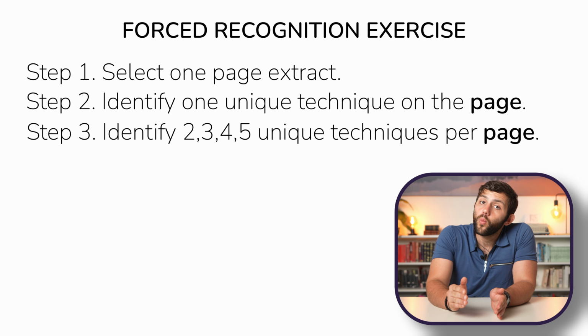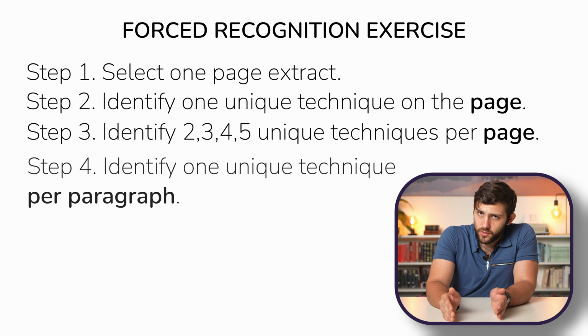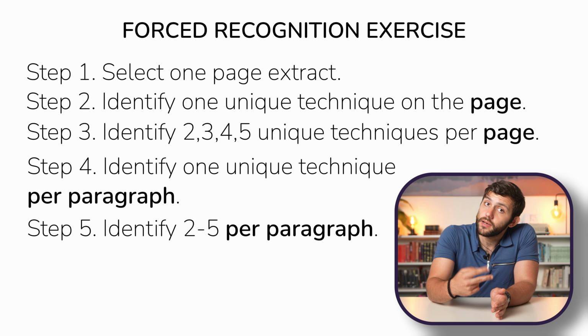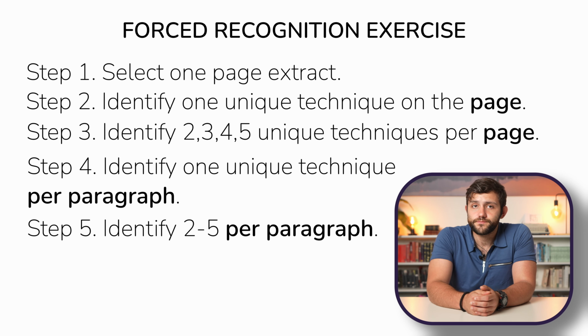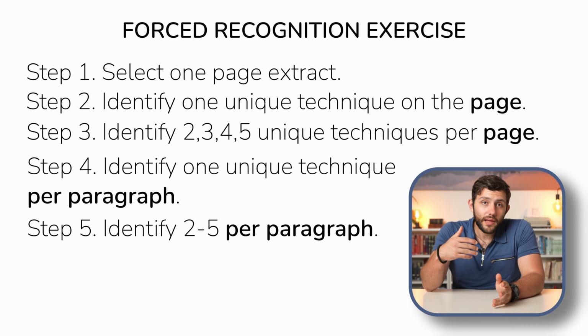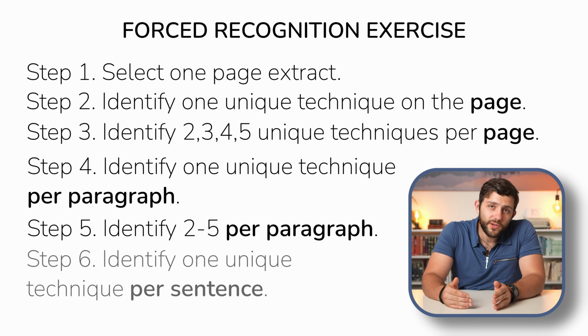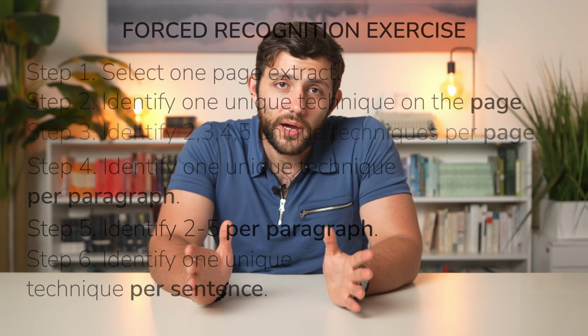Now, instead of finding 1 technique per page, we're going to find 1 technique per paragraph. When we've done that, 2, then 3, and so on. You see where this is going? Finally, the last part of the exercise is to limit yourself to a sentence and try to find 1 unique technique in every sentence of the page.